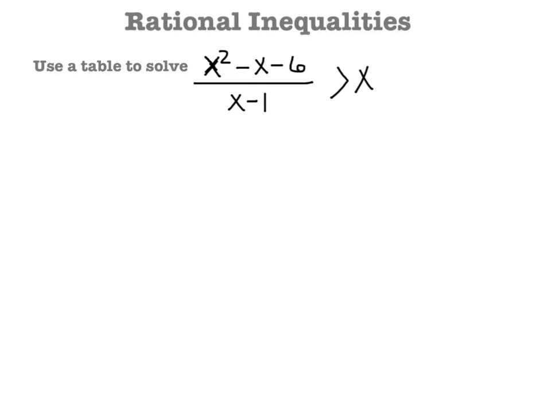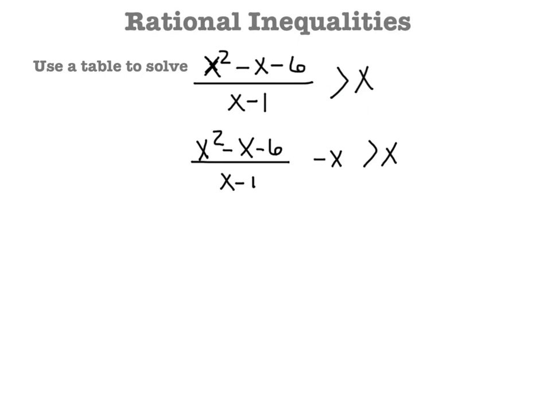Alright, so this first one says use a table to solve (x squared minus x minus 6) all over (x minus 1) greater than x. And the first thing we want to do in any of these instances is change that so that it's a 0. And in order to make this less than or greater than 0, we're going to have to subtract x from both sides in this case.